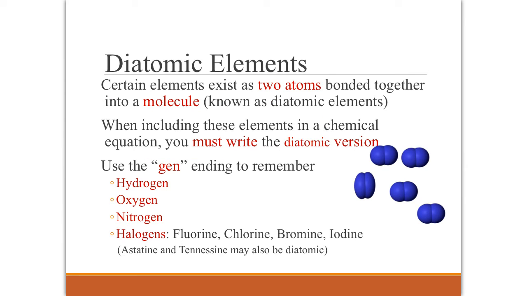You learned several weeks ago that certain elements are bonded together into multiple atoms making up one particle or one molecule, all the same kind of atom. So the element is a molecule, not an individual atom. And there are several that you're going to need to know about in order to manage dealing with chemical equations for this course. And these are the elements that exist as two atoms bonded together. They're known as diatomic elements. And when you are writing these elements into a chemical equation, you must write the diatomic version.